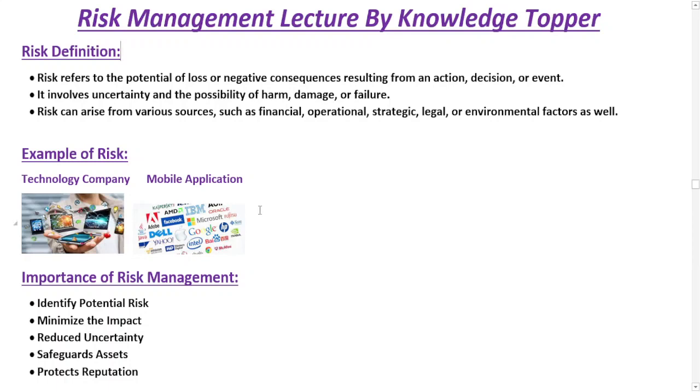Now if we discuss the importance of risk management, basically why there is a need to manage risk. Actually, risk management helps organizations and individuals identify potential risk and take appropriate actions to minimize their impact. Basically, risk management allows organizations and individuals to make informed decisions in order to reduce uncertainty and enhance the likelihood of success as well.